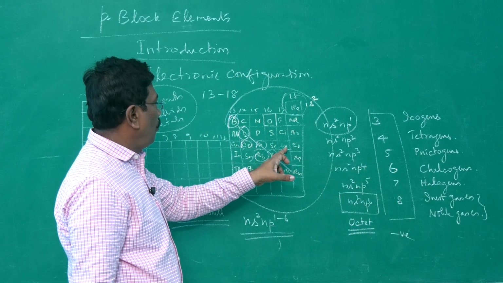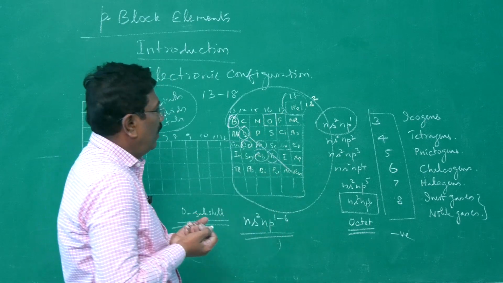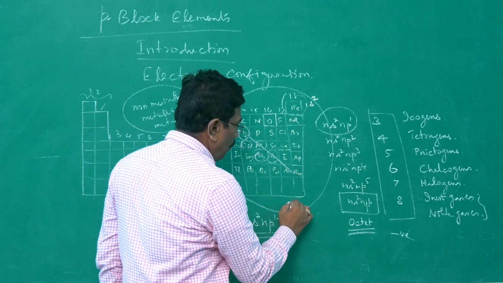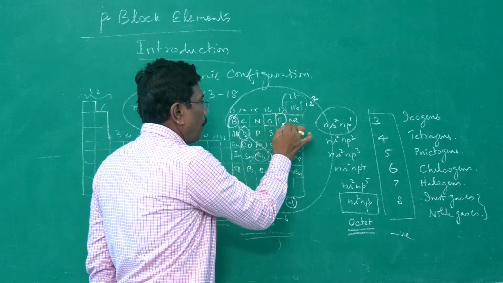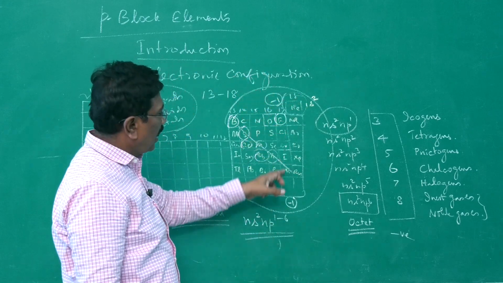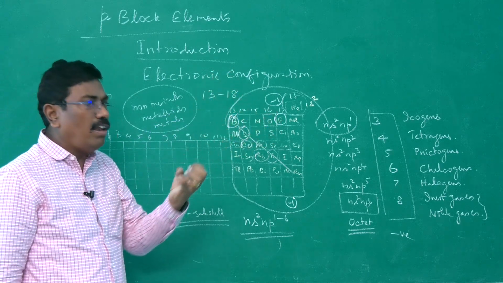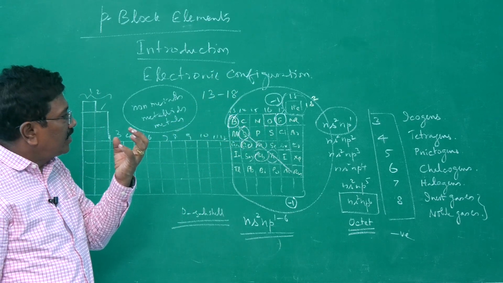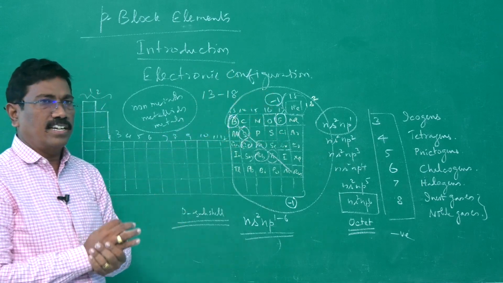Fluorine, chlorine, bromine, iodine, astatine. These elements can acquire one electron and they show in common -1 oxidation state. Especially fluorine can show only a negative oxidation state. But other elements can show different oxidation states. But fluorine, being very small and having 7 electrons in its valence shell, shows only -1 oxidation state.